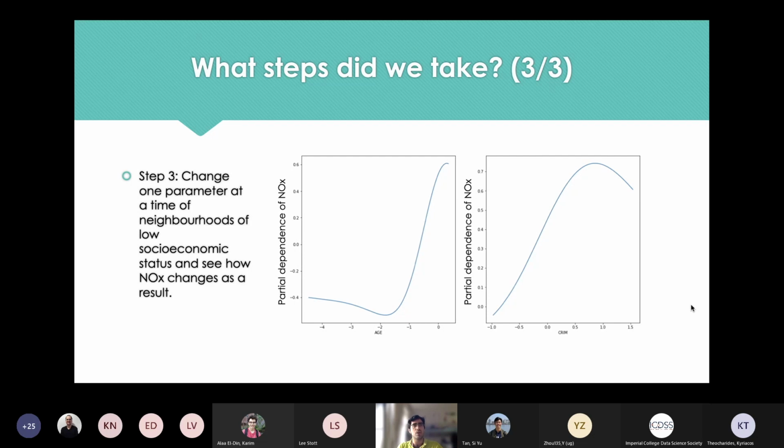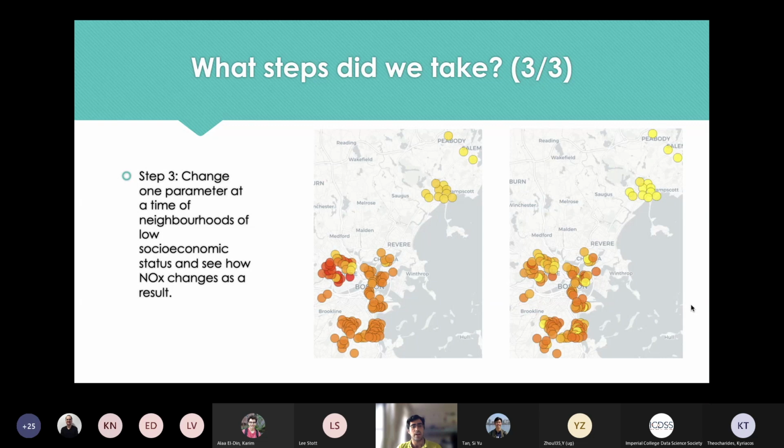So the reason why we did this is because in terms of implementing policy change, it's very difficult to say that we're going to change the location of the low-income areas, because that's not really a feasible outcome in a very short amount of time, which is why we wanted to explore what the effect of changing, say, socioeconomic variables has on the NOx. So for example, the first graph on the left shows how changing age while keeping all other variables constant affects NOx.